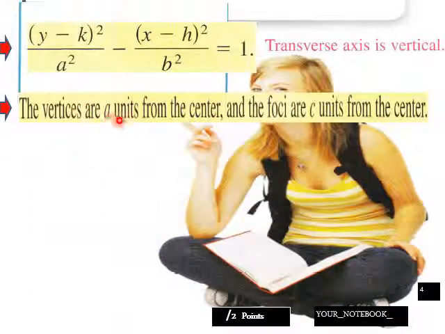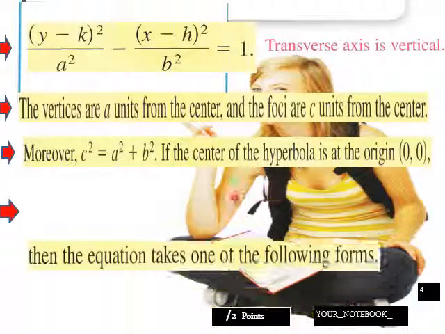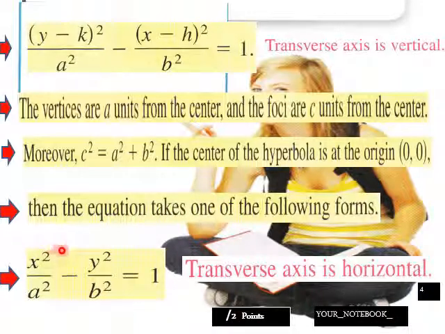The vertices are a units from the center, and the foci are c units from the center. Moreover, c squared equals a squared plus b squared. If the center of the hyperbola is at the origin (0, 0), then the equation takes one of the following forms. We either have x squared over a squared minus y squared over b squared equals 1. And you know this transverse axis is horizontal because your x squared is in the numerator of your a squared here.